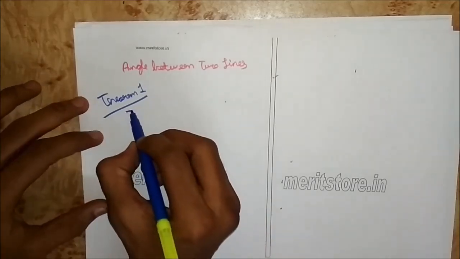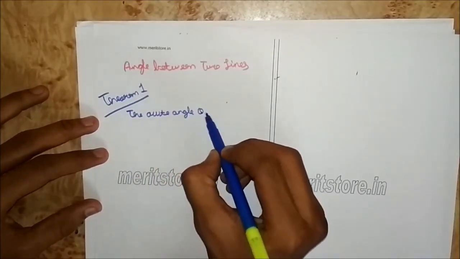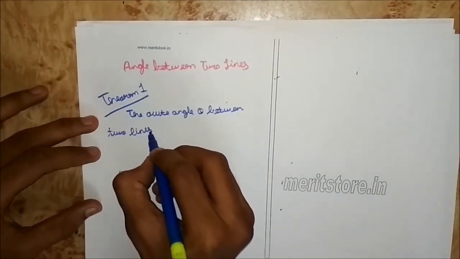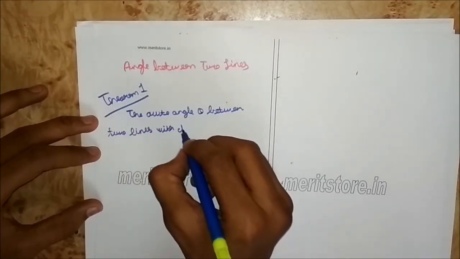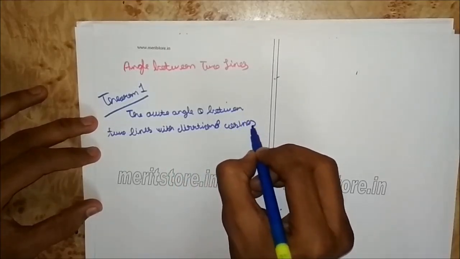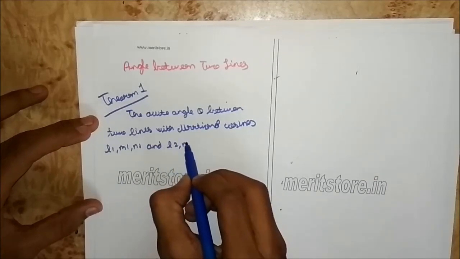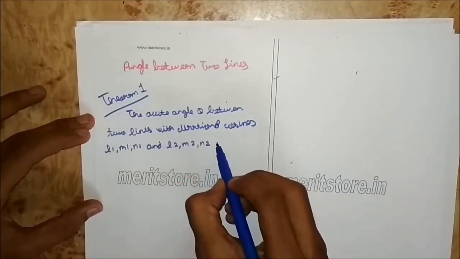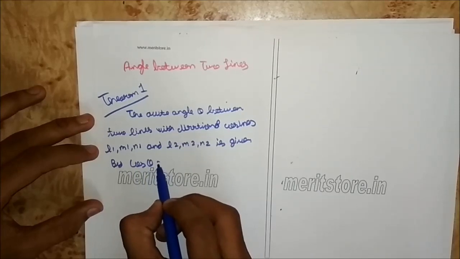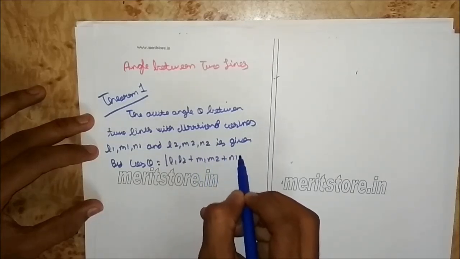That is, the acute angle theta between two lines with directional cosines L1, M1, N1 and L2, M2, N2 is given by cos theta is equal to mod of L1 L2 plus M1 M2 plus N1 N2.